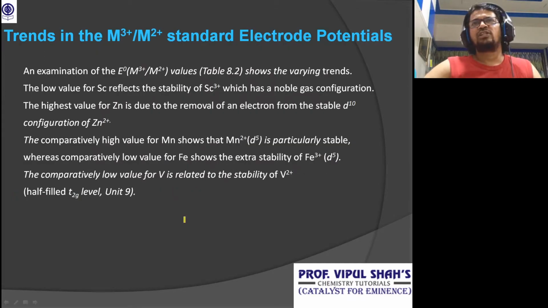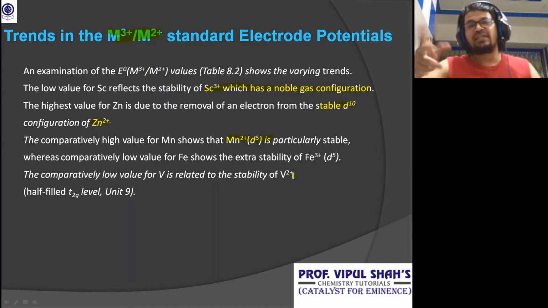Then next we have the trends in M3+ to M2+, that is the +3 oxidation state changing to the +2 oxidation state. For example, scandium in 3+ will have a noble gas core. Scandium is atomic number 21, argon 4s2 3d1. So for Sc3+, 2 from the 4s and 1 from the 3d are lost. It will have a configuration of argon, so it is more stable. In the same way Zn2+, as I discussed, see on the slide, has a stable d10 configuration. And Mn2+ will have a d5 configuration.